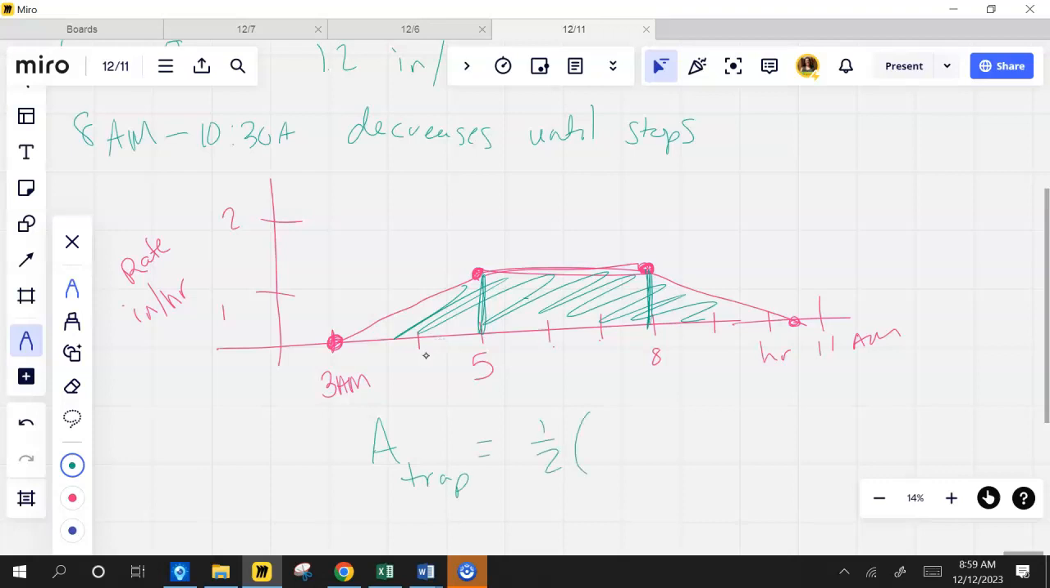What's base 1? 7.5. Or 3. It doesn't matter which one. Yes. What's the height? And I'll show you where I got them from.